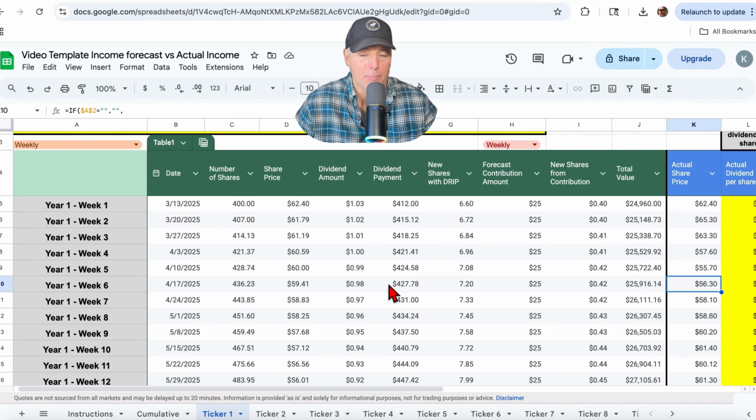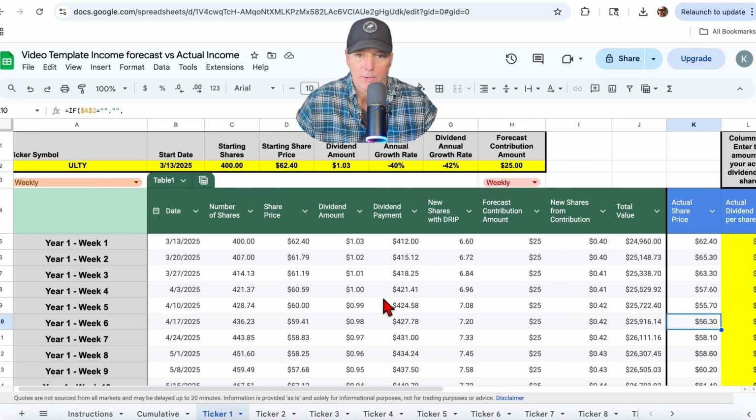You'll get your own copy. You can edit it all you want. If you go in here and mess with all these cells, you're going to break it. But you can definitely change and forecast what you want on the yellow cells.